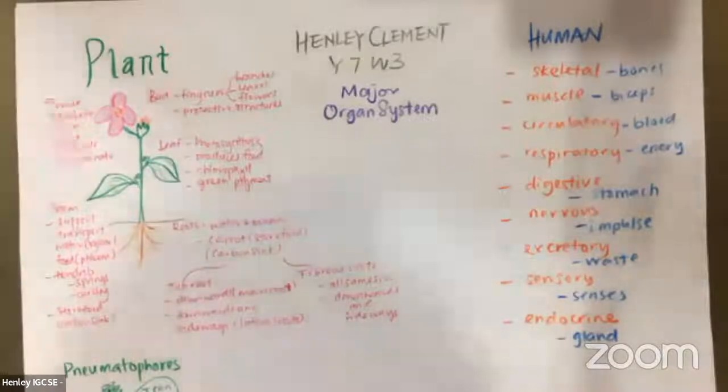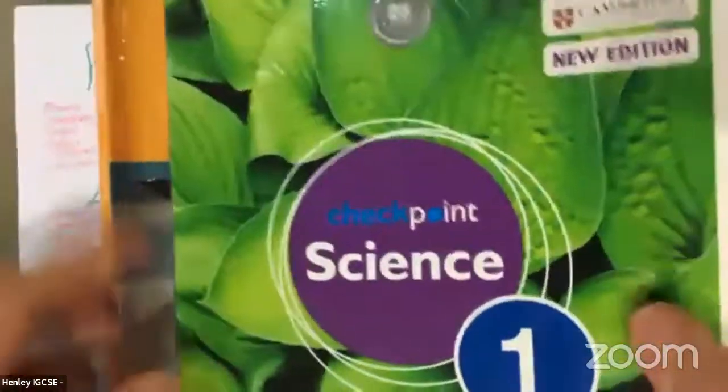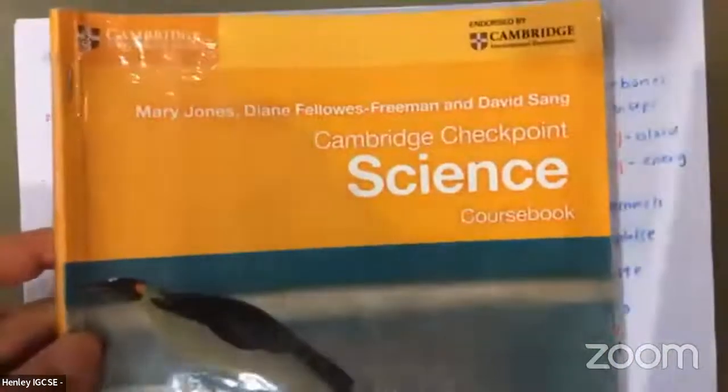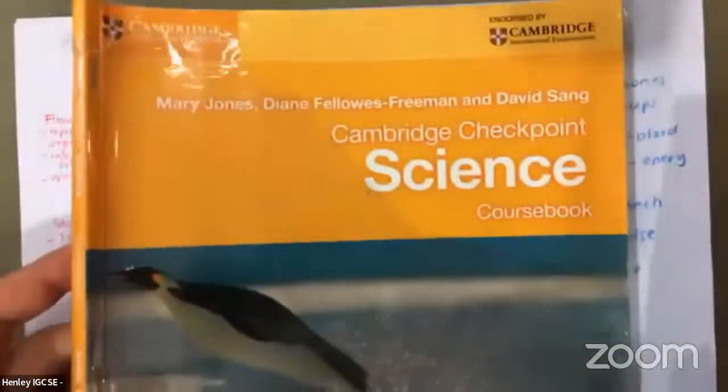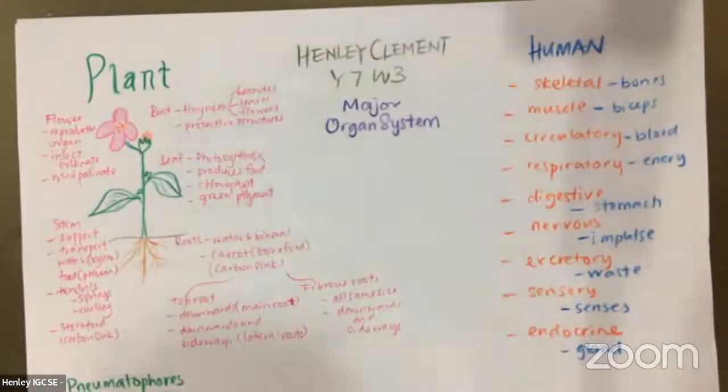Today we are learning about organ systems. And again, this is the book that I will use for today. One is from Hodder, and the other one is from Cambridge. I will be using pictures from these two as well when explaining something, okay?